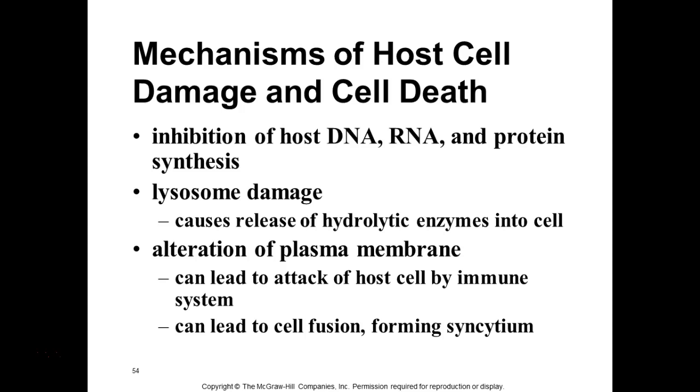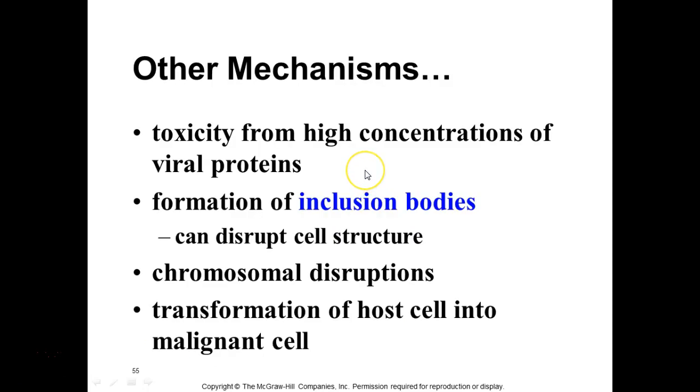So as our cells are morphed by the viral infection, our immune system, if it detects, is going to attack. But also these changes can cause our cells to fuse. Toxicity from high concentrations of the viral proteins will build up in our cells and maybe even kill our cells. Formation of inclusion bodies, these are the viruses starting to assemble, can really disrupt our cell structure. And then the worst case scenario, right, is if it disrupts our cells so much, especially our chromosome, that it becomes a cancerous malignant cell.